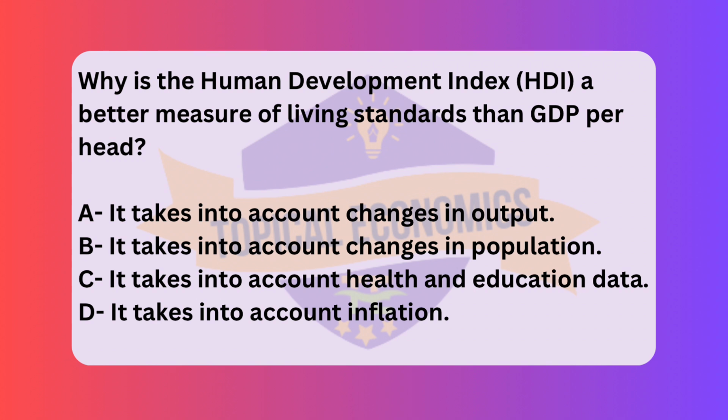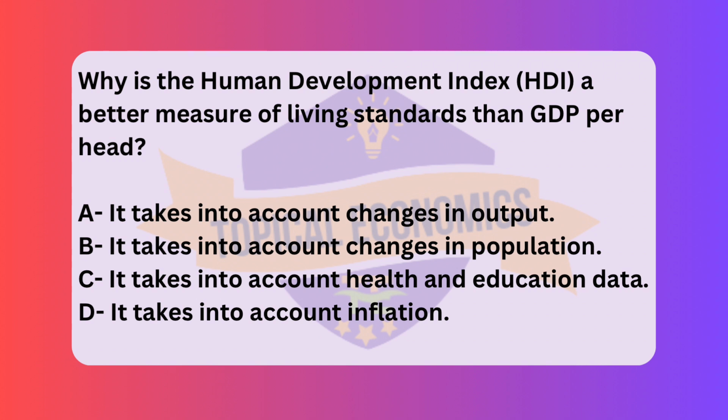Health and education are central to improving living standards, and they have a significant impact on the quality of life. HDI accounts for these non-economic factors, which GDP per head does not. A country with high income, GDP per head, but poor health or low education standards may still have a lower overall living standard than a country with lower income but better health and education outcomes. By including life expectancy and education data, HDI gives a broader and more accurate measure of living standards.